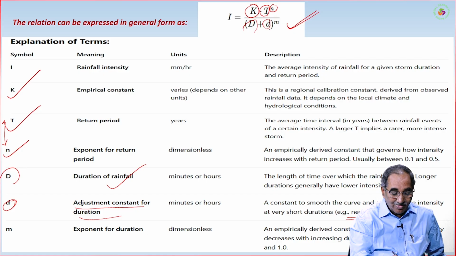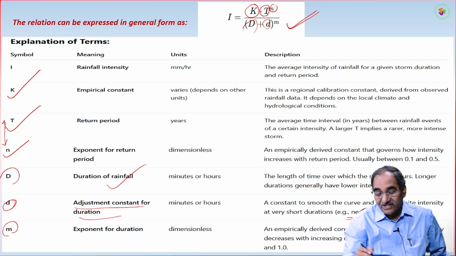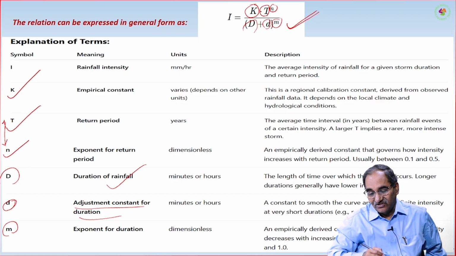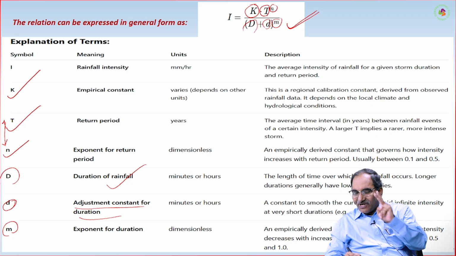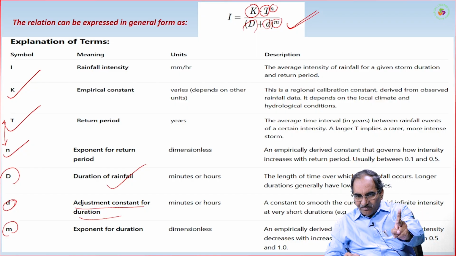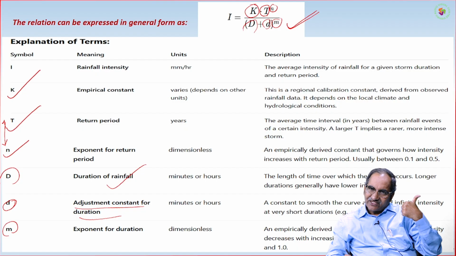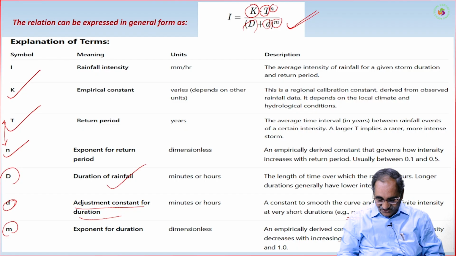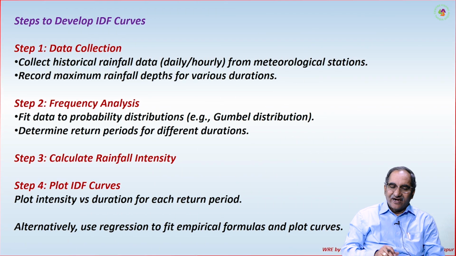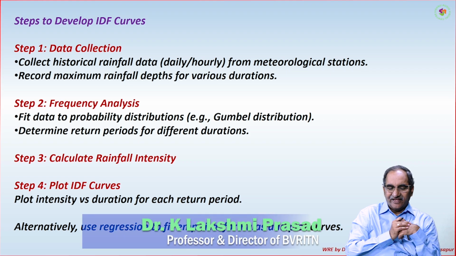That is the thing. Then what is M? It is the exponent of duration. N and M are exponents of the return period and duration, whereas K is the empirical constant. Then, how to develop the IDF curves.